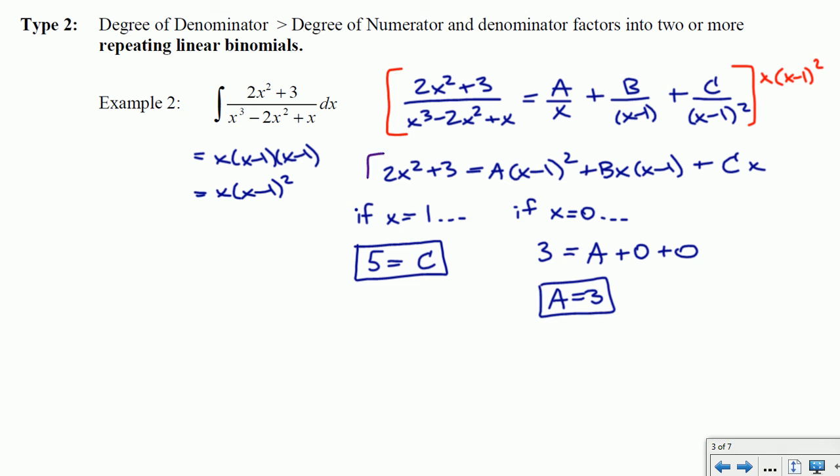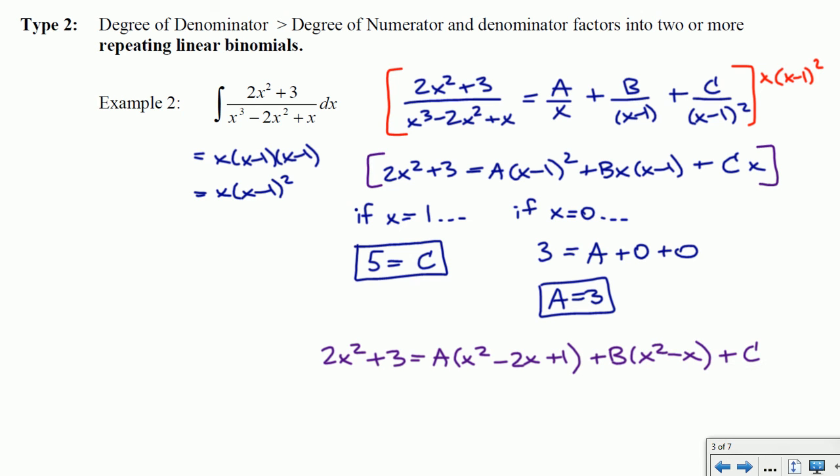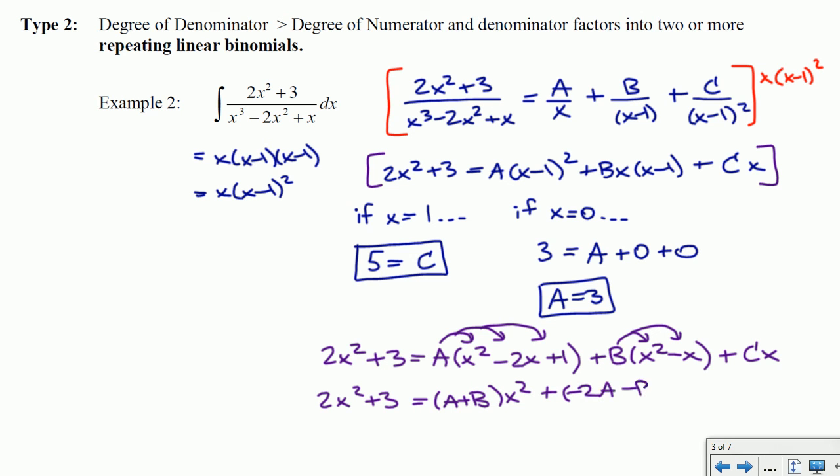Now in order to figure out what b is, we can rework this a little bit. So we would have 2x squared plus 3 equals a times x squared minus 2x plus 1 plus b times x squared minus x plus c times x. And now we can distribute the a into each of these and the b into each of these, and we can group our x squared terms. So we would have 2x squared plus 3 equals a plus b times x squared plus negative 2a minus b plus c times x plus a.